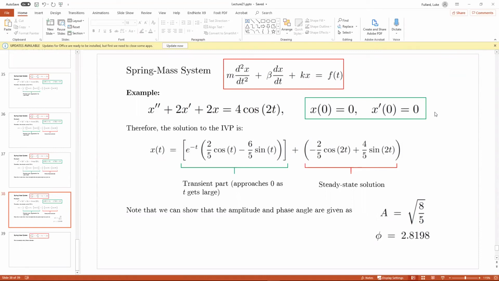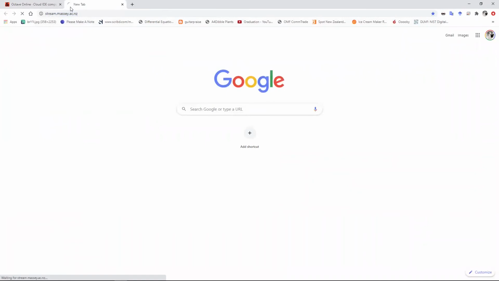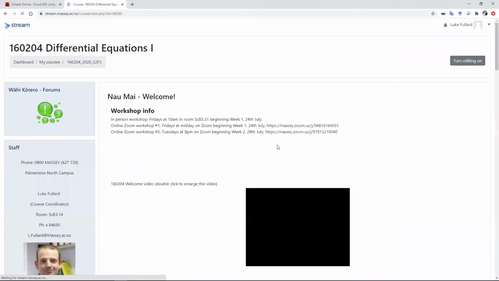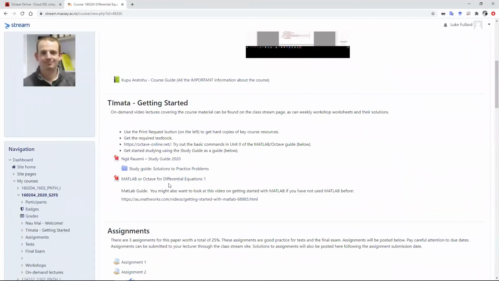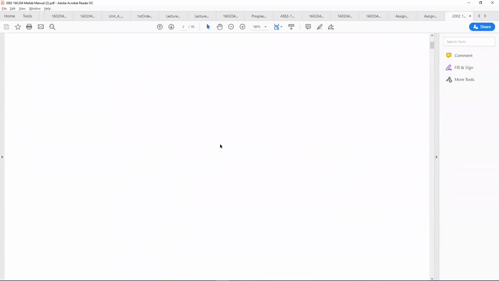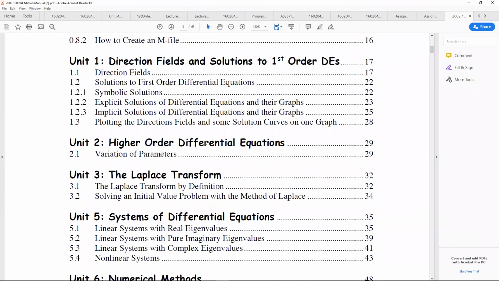Okay, so actually I just checked, and the commands for MATLAB are ever so slightly different than Octave. So if you are using MATLAB, then perhaps what you might like to do is go to the class stream site and download the MATLAB or Octave for Differential Equations 1 workbook. In there you'll find some examples of solving these ODEs using MATLAB. So we've got direction fields in here and higher order ODEs.